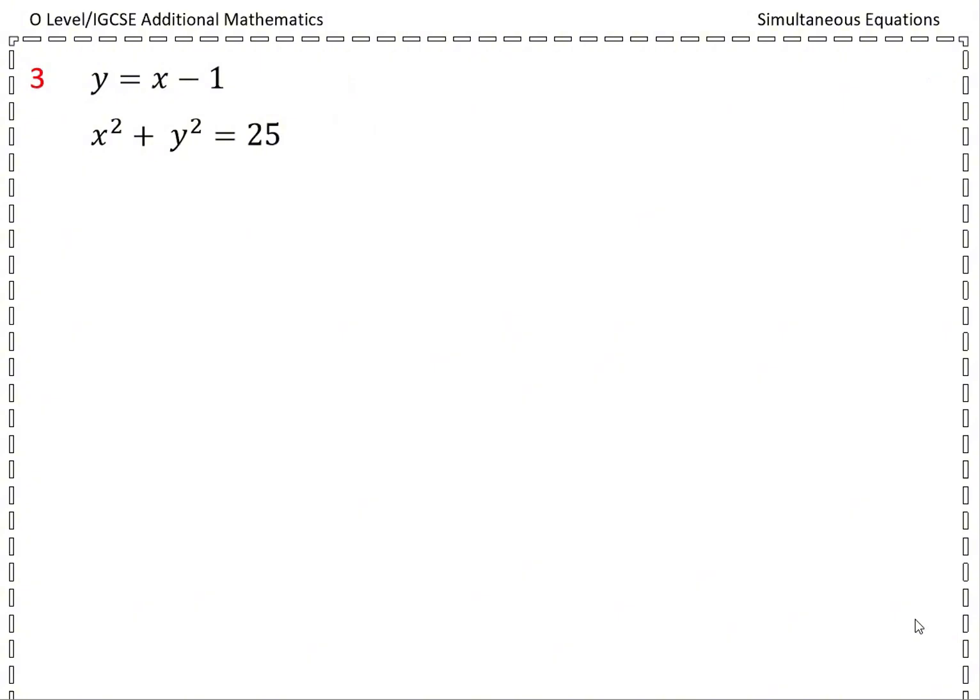Let's solve another pair of simultaneous equations. We have y is equal to x minus 1. Another equation is x squared plus y squared is equal to 25. First of all, we will write that this is equation 1, this equation 2. Then we will decide which one is linear and which one is non-linear. We have here x squared, y squared, so this is non-linear.